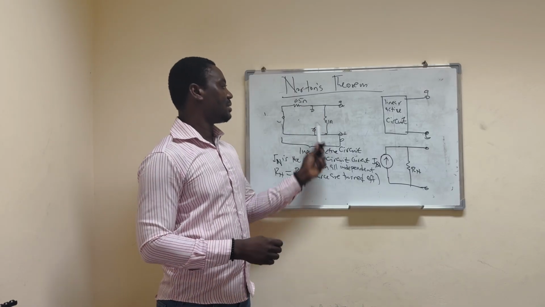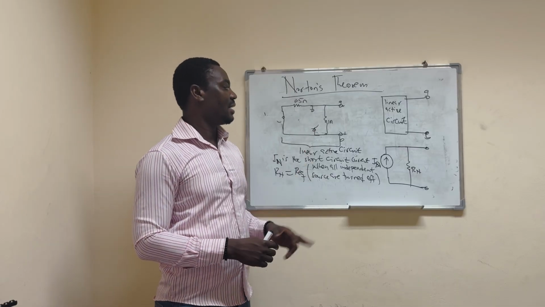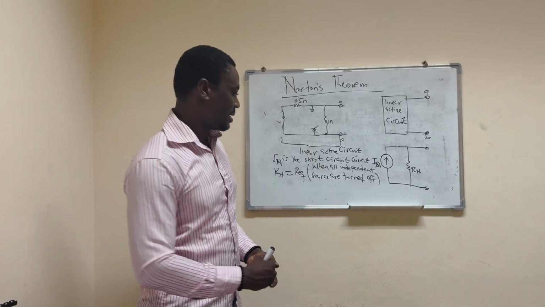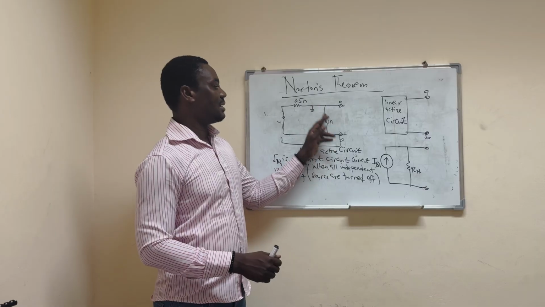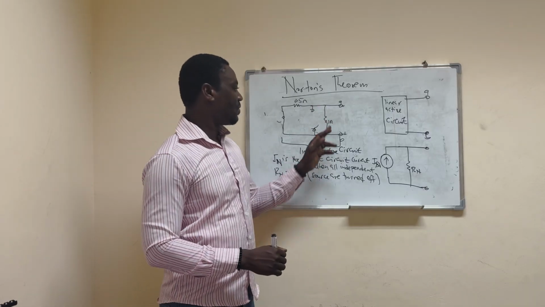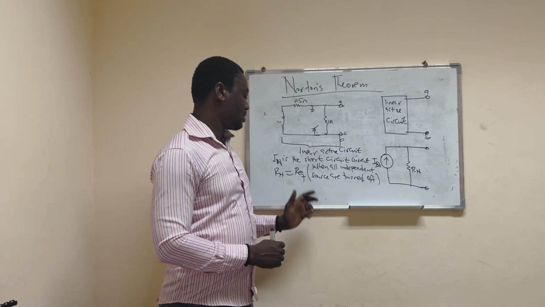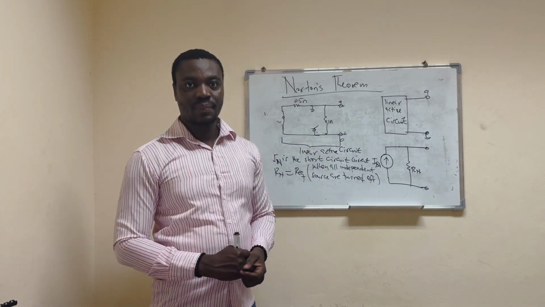And then here you can see that I have only resistors. So I have a 0.5 ohm and then a 1 ohm resistor. You can see here the two resistors are connected in parallel. And then the equivalent resistance there will give me the Norton equivalent resistance.